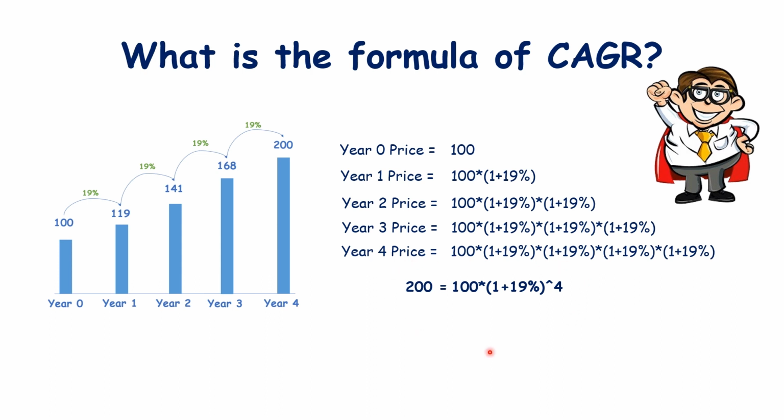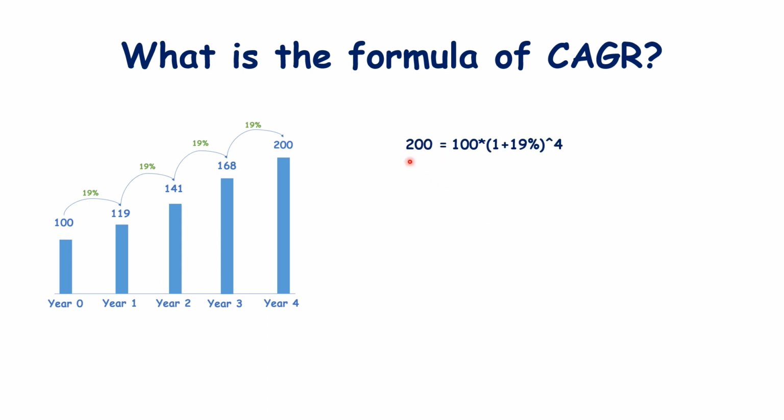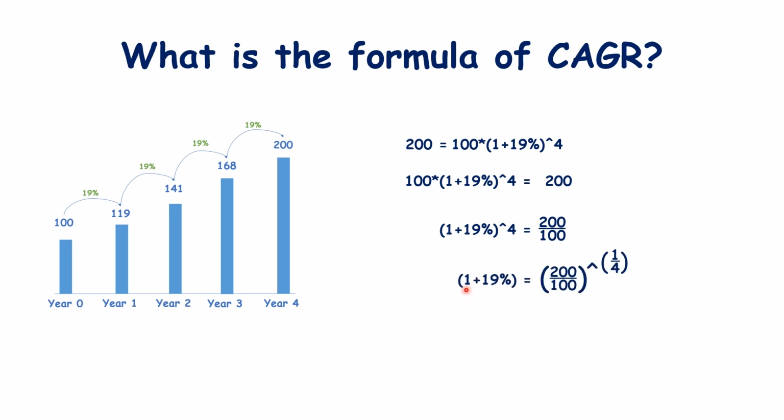Now let's focus on this equation. Let's switch the sides in this equation. If we move 100 from this side to this side, the multiplication will become division. Let's do that. If we move raised to the power of 4 from this side to this side, it will become raised to the power of 1 divided by 4. If we move 1 from this side to this side, plus 1 will become minus 1. This is what we finally get.